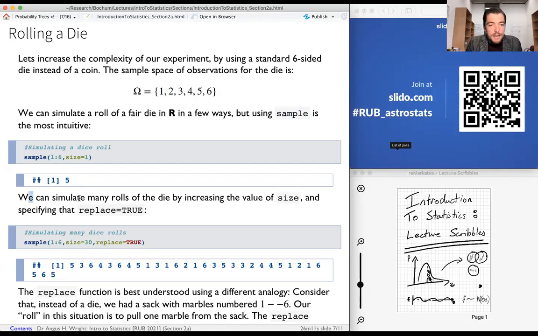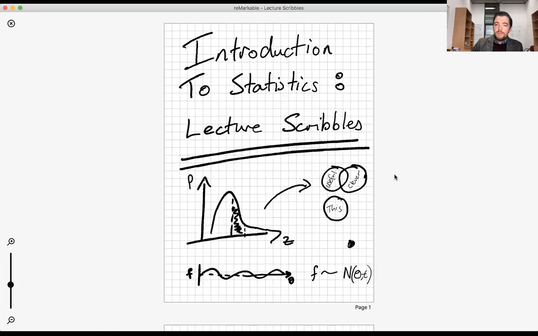We can then simulate many rolls of a die by specifying that size ought to be more than 1. Size might be 30, for example. But we now also need to specify an additional option, which is called replace, and replace needs to be true. Now, why is that? If we go down here, I can give you a simple demonstration of why that is.